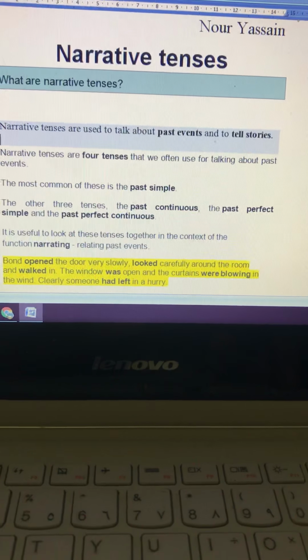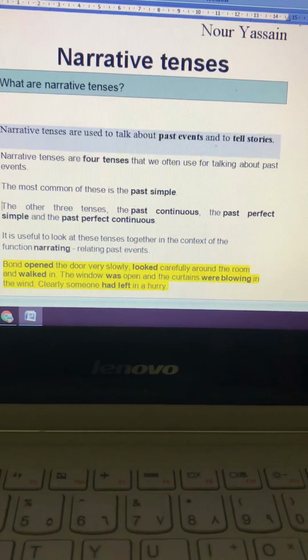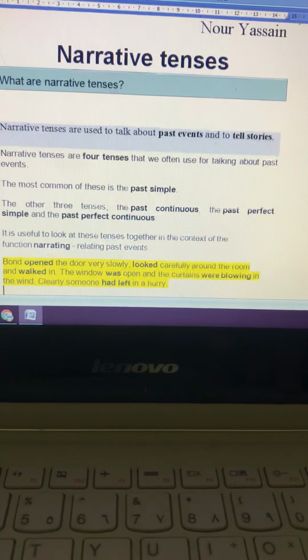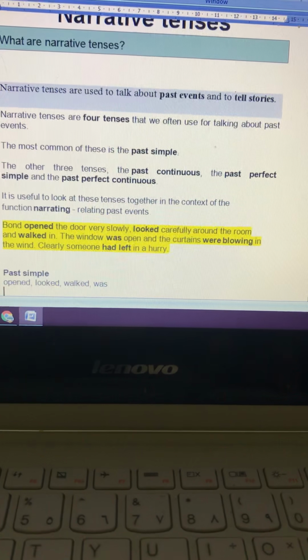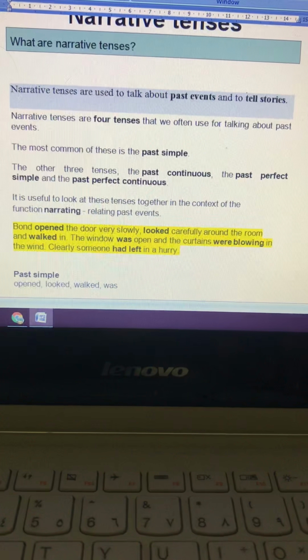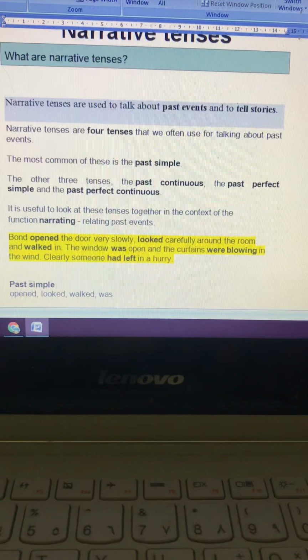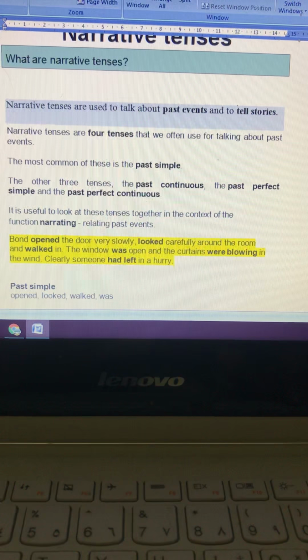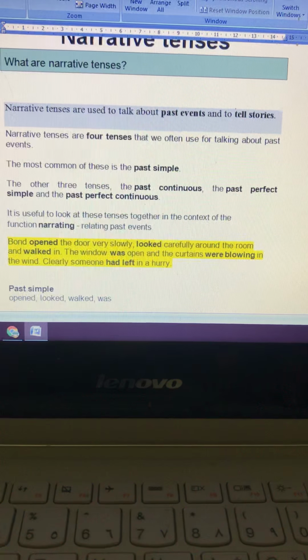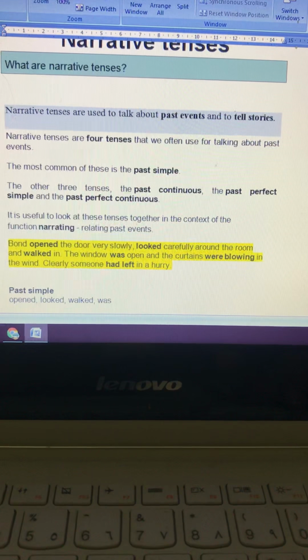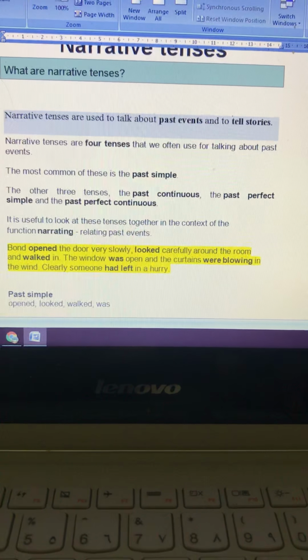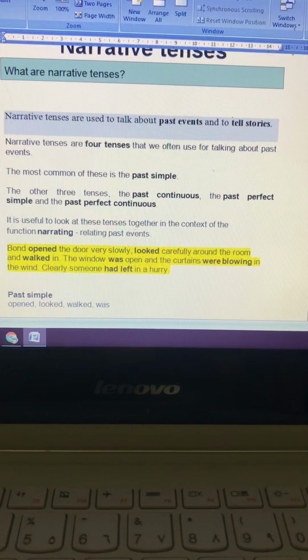The most common of these is the past simple, and the other three tenses are the past continuous, the past perfect simple, and the past perfect continuous. So, to make it clear, let's look at this context. Bond opened the door very slowly, looked carefully around the room, and walked in. The window was open and the curtains were blowing in the wind. Clearly, someone had left in a hurry.